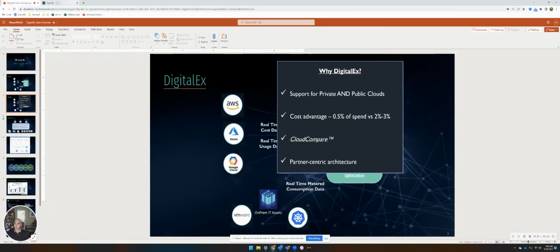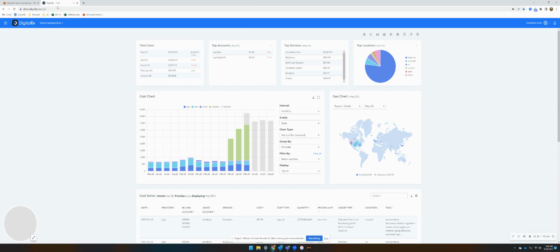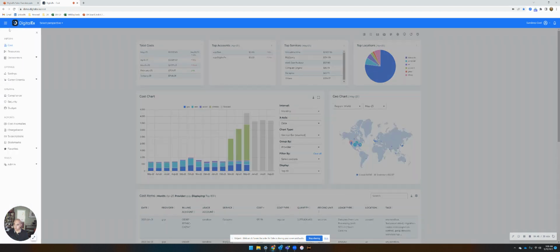All right, with that, let me dive into the product. So if you see the application, you're looking at our UI. And before I dive into the actual UI, let me show you the nav bar. And you'll see here on the left, there's sort of 3 main areas. There's Inform, there's Optimize, and there's Operate. Inform is basically giving you a snapshot of what's happening today in your infrastructure from a cost and resource perspective.